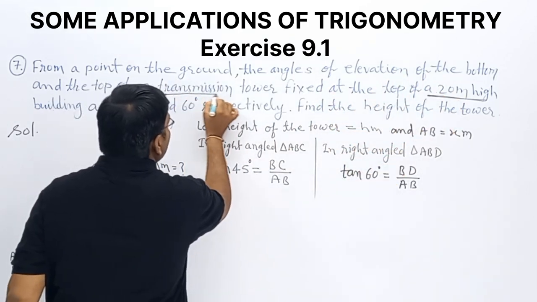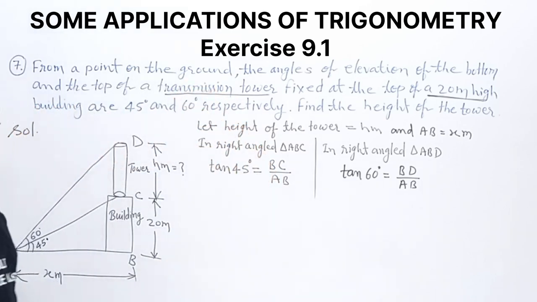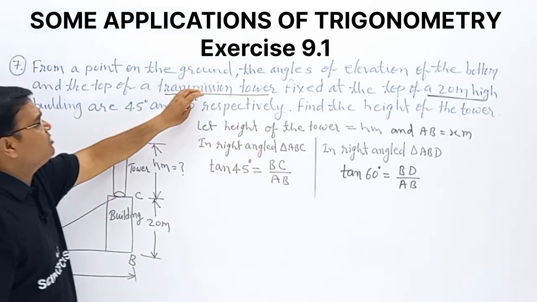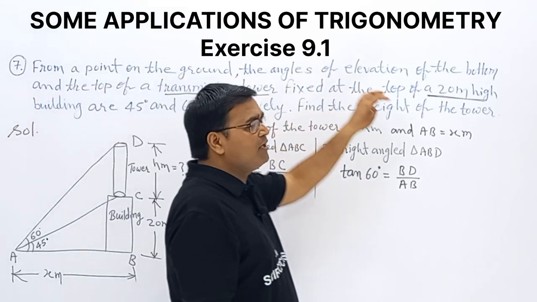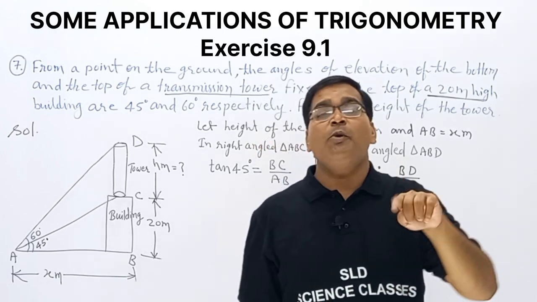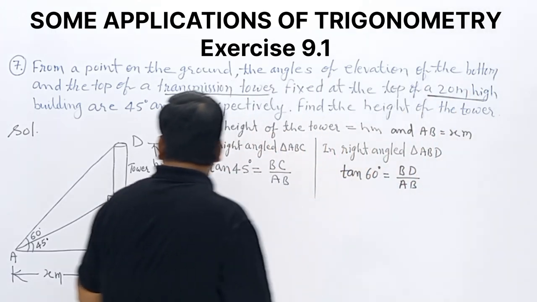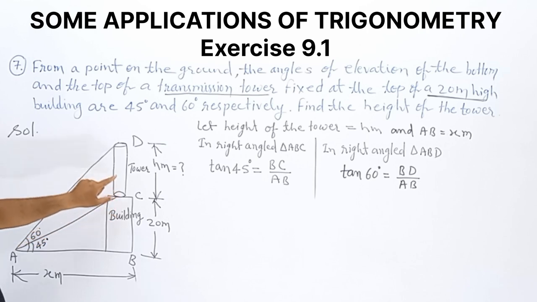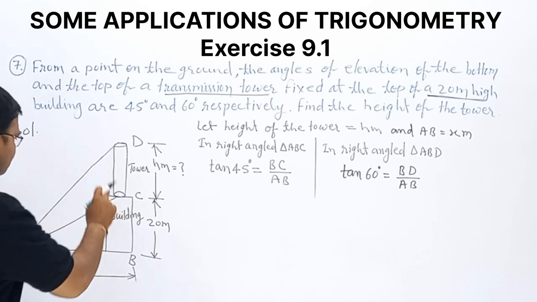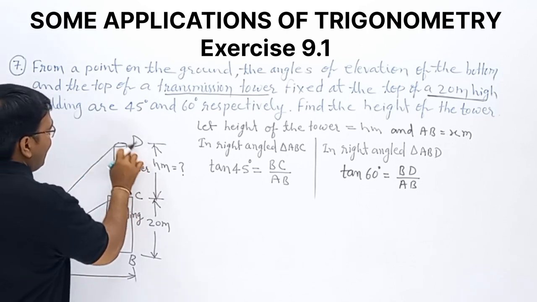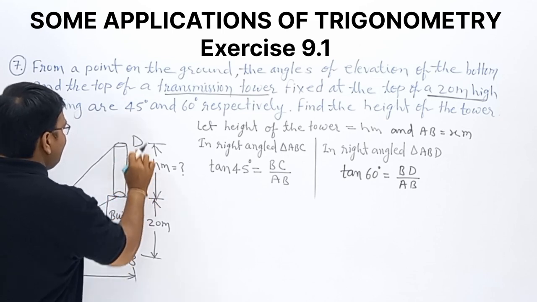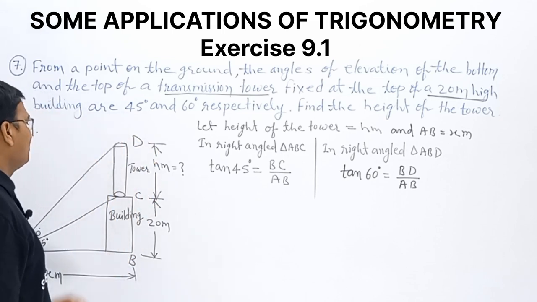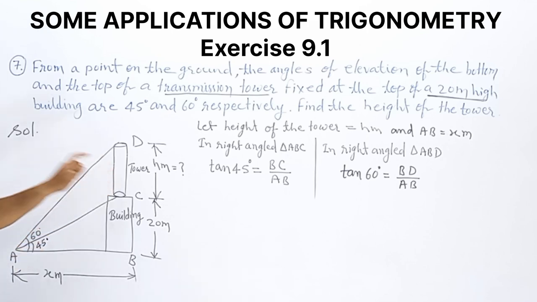Where is the transmission tower fixed? We have one transmission tower, and this tower is fixed at the top of a building. We have a 20-meter high building, and at the top of this building we fixed a transmission tower. CD is the transmission tower.